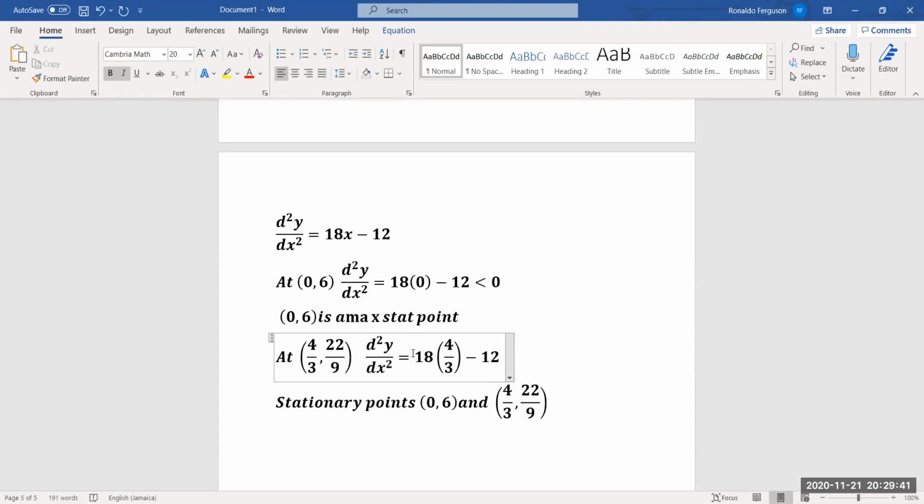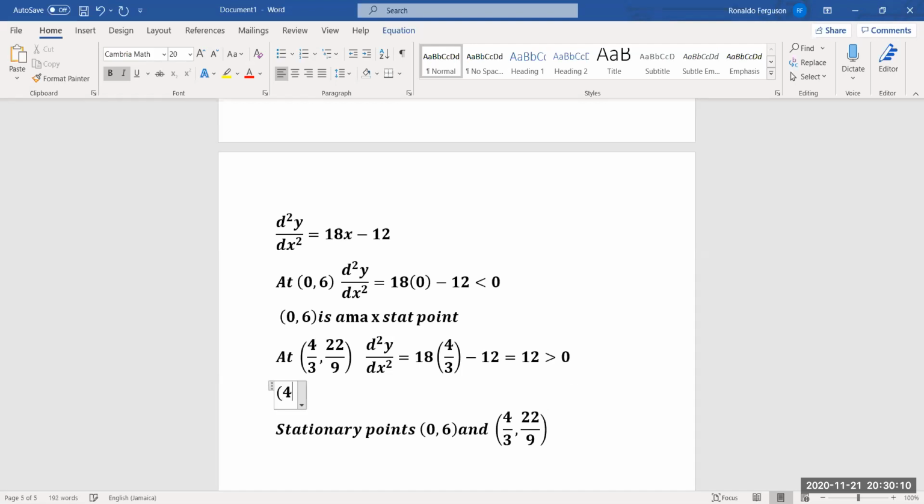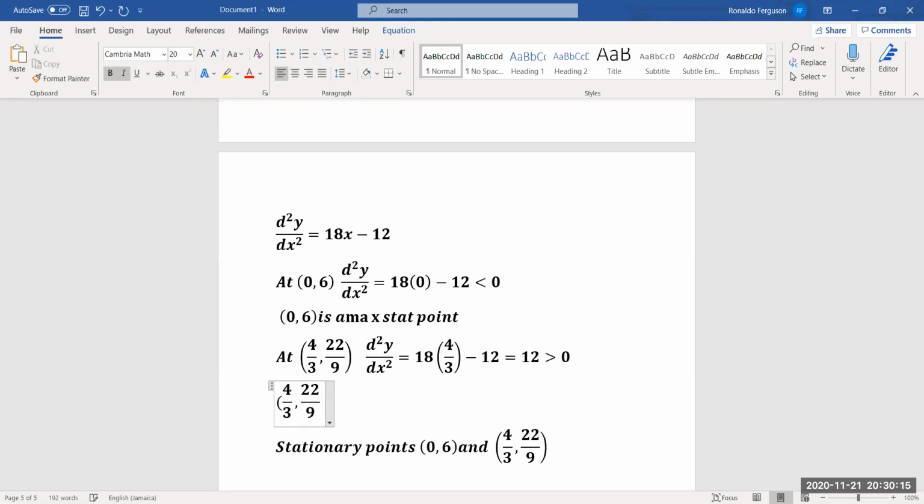This works out to be 12. That's equal to 12. And what do you know? That's greater than 0, isn't it? Yes, sir. So this is what kind of stationary point? Minimum. Very good. So what we're saying then is that 4/3, 22/9 is a minimum stationary point.